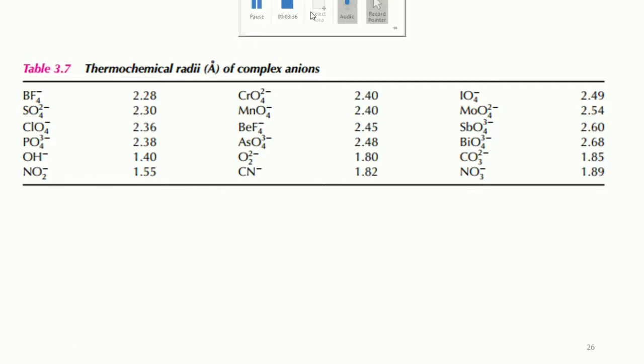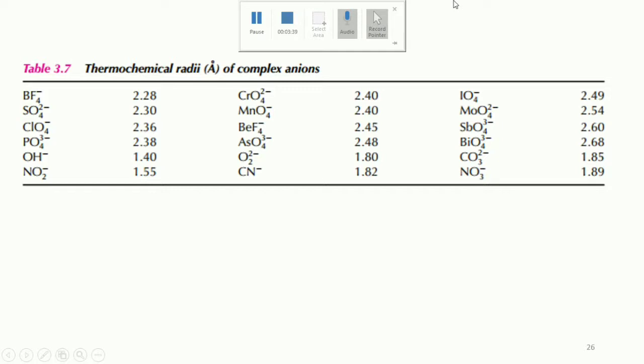The radii determined in this way are known as thermochemical radii, and the values of thermochemical radii in angstroms of some of the complex anions are given in this table. We can study the thermochemical radii of these complex anions. It should be noted that radii for non-spherical ions such as cyanide represent a gross simplification and are rarely applicable to other lattice energy calculations.